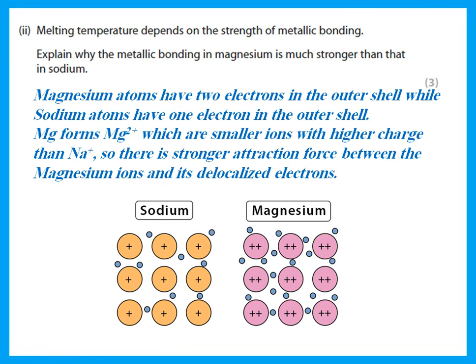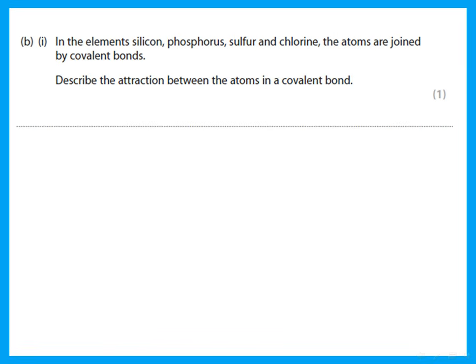So the magnesium ions are smaller with more charge, 2 positives. So there is stronger attraction forces between the magnesium ions and its delocalized electrons. As compared to sodium, sodium is a bigger ion, less charge, and each atom just has 1 delocalized electron around. In the elements silicon, phosphorus, sulfur, and chlorine, the atoms are joined by covalent bonds.